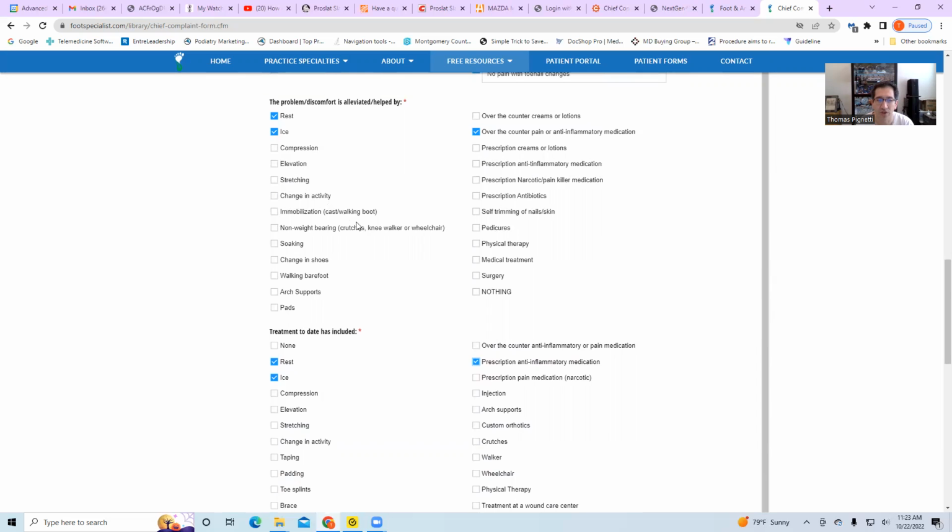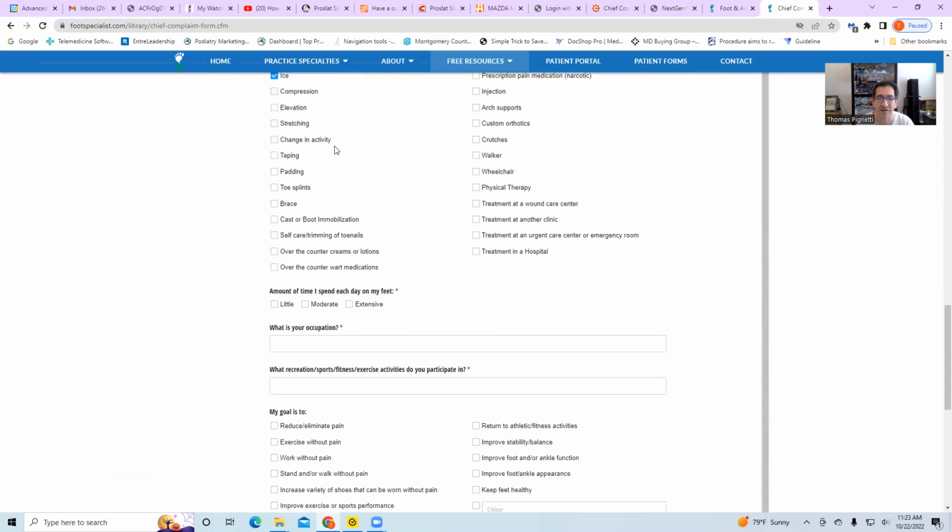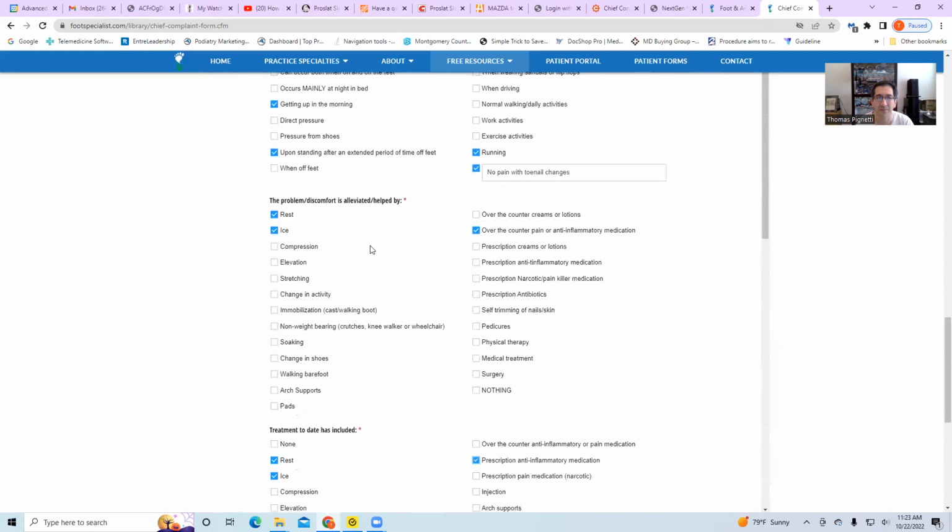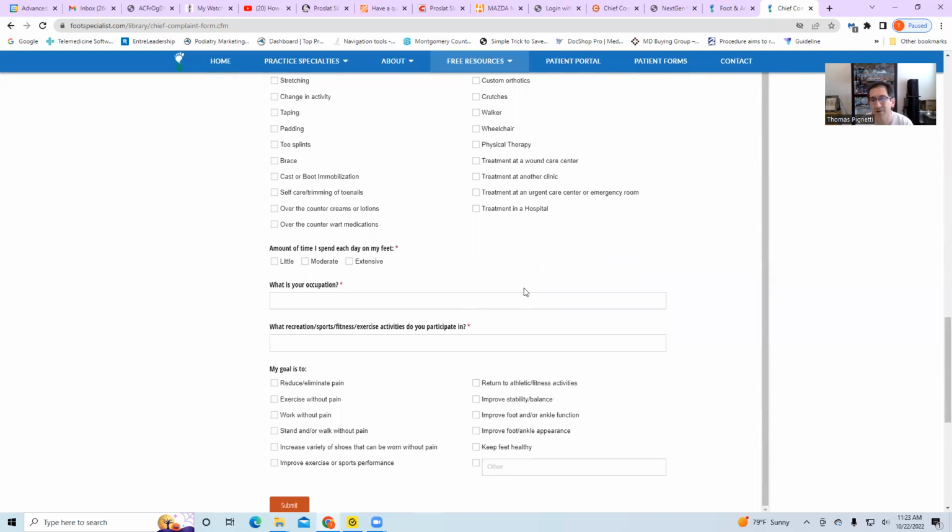So what makes it worse? That's the treatment, what makes it worse and what makes it better. And how much time do I spend on my feet? I'd say moderate. I get up and down quite a bit in my occupation. I'm a podiatrist. And what recreational activities, sports, or fitness activity do I do? The only thing is I cycle recreationally, and I just started running. What's my goal? I want to get rid of my pain. I want to be able to exercise without pain. I'm not really having pain at work.